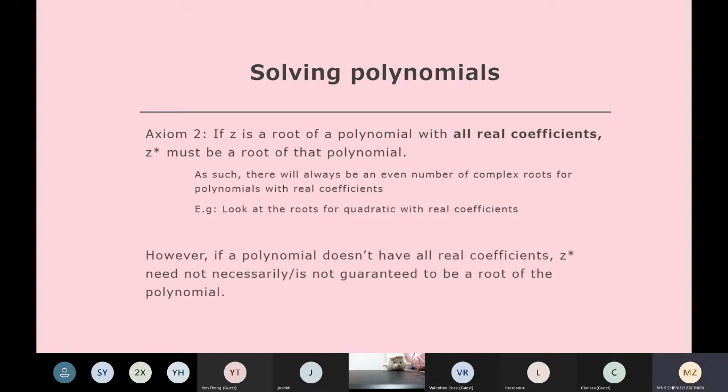Okay, like I said just now at the start, very important to take note that if you see a polynomial with all real coefficients, then z conjugate will always be a root of the polynomial. So with that said, if the polynomial doesn't have all real coefficients, it's not guaranteed that if z is a root of the polynomial, then z conjugate will be a root of the polynomial also. So that's to say that it can happen, but not necessarily. That's only if the coefficients are not all real. Okay, important to take note. Some people actually get confused with this.